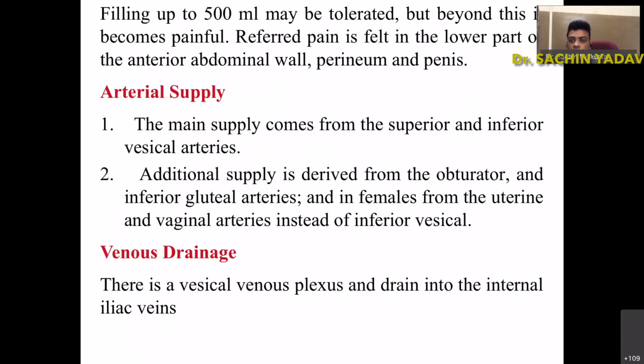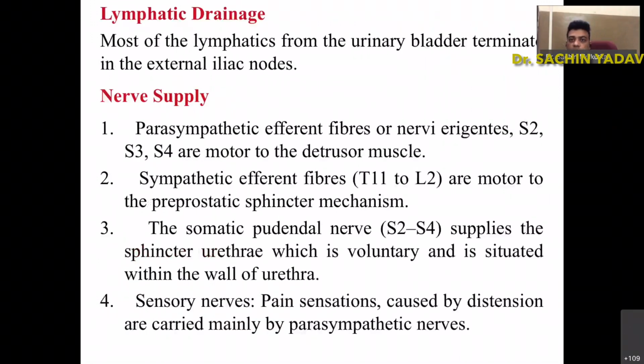And additional supply is coming from other vessels in the pelvic cavity. So all these are given: the obturator, internal gluteal arteries, the uterine and the vaginal artery in the female. The venous drainage is the same, but it is forming the vesical plexus around the infralateral surfaces, and it drains into the internal iliac veins. The lymphatic drainage: most of the lymphatics from the urinary bladder are terminating into the external iliac lymph nodes. Now we see the nerve supply, very important.